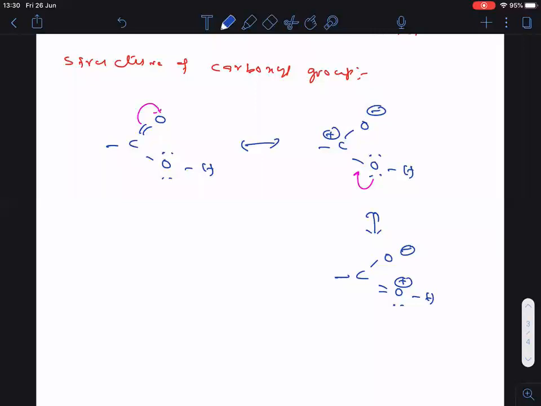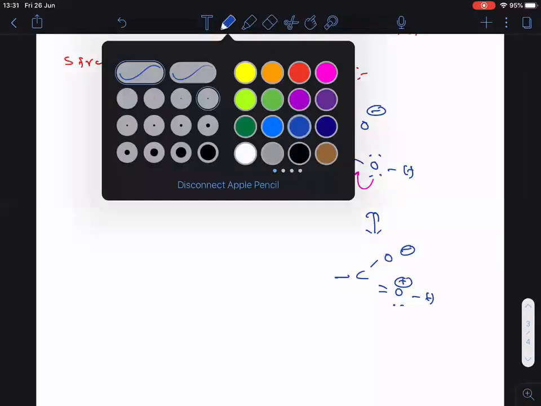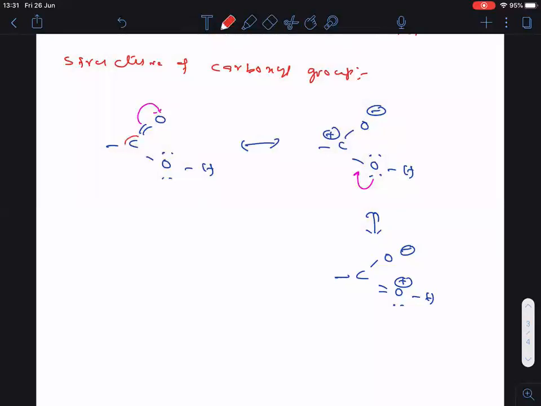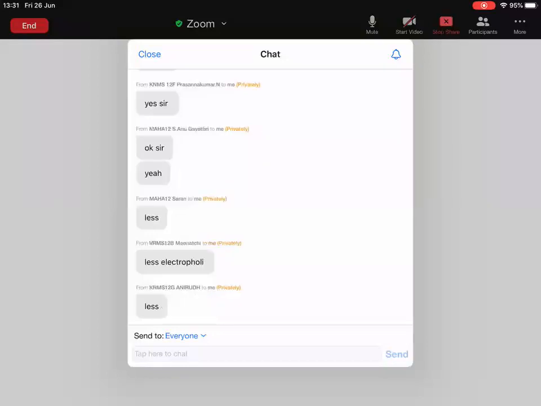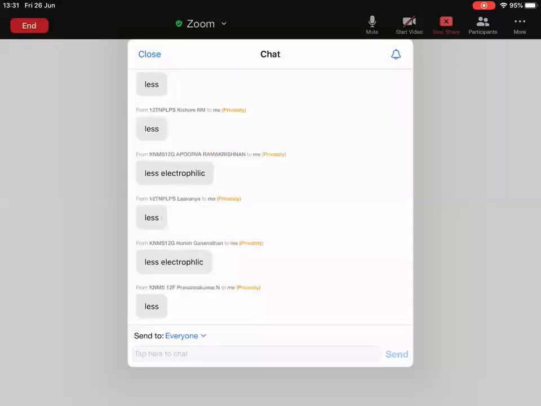So now tell me, this carbon here, let me circle it. Now see clearly, is this carbon more electrophilic or less electrophilic? More electrophilic means more positive charge. Less electrophilic means less positive charge. So is that carbon more electrophilic or less electrophilic? Tell me through your chat box. It is less electrophilic. Is it clear, everyone? Some students are giving the answer. It is less electrophilic. Clear?